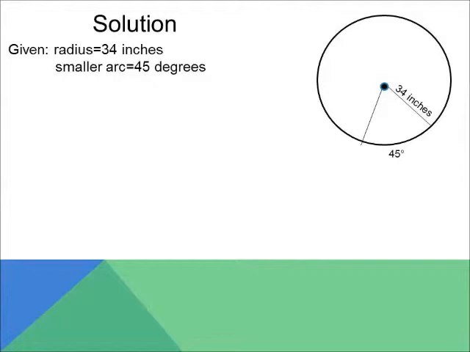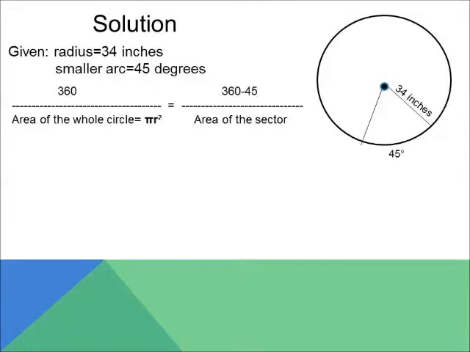For this problem, we are going to set up a proportion again, on the left side being 360 over the area of the whole circle, which is pi r squared, and it is equal to 360 minus 45, which represents the length of the arc of the sector we want to find, over the area of the actual sector, which we will represent as x.